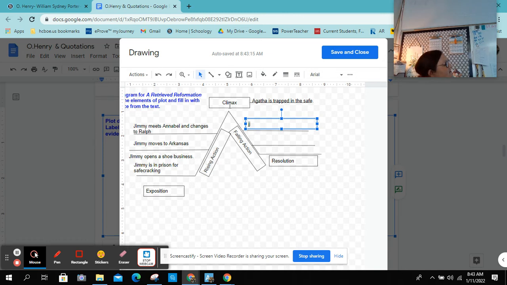Now, the climax of the story is when Agatha is trapped in the safe. When Agatha is trapped in the safe, Jimmy has to make a decision. Okay? Does he open the safe or does he protect his identity? Jimmy opens the safe and forgoes risking his true identity.